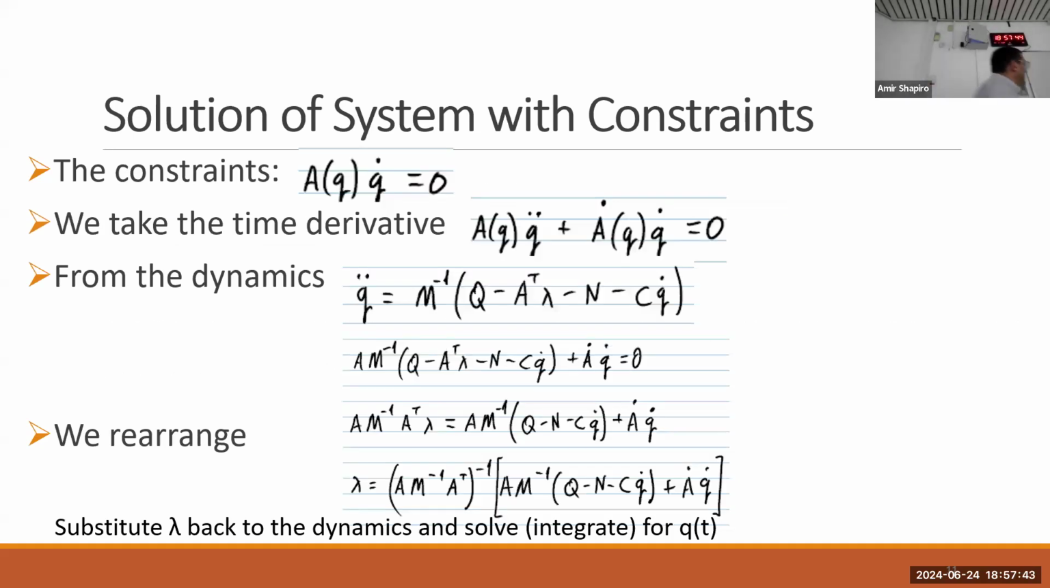So this is what we did here. From the dynamic equation, we took all the parts of the dynamic equation, put them on the right hand side, and multiplied by the inverse of M. Okay, but now we have q double dot. We also have q double dot from the time derivative of the constraint equation. So we can substitute q double dot back into the constraint equation, and we have this equation.